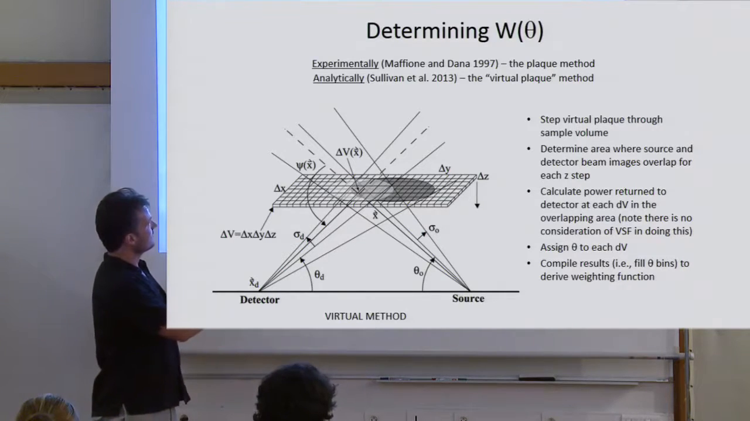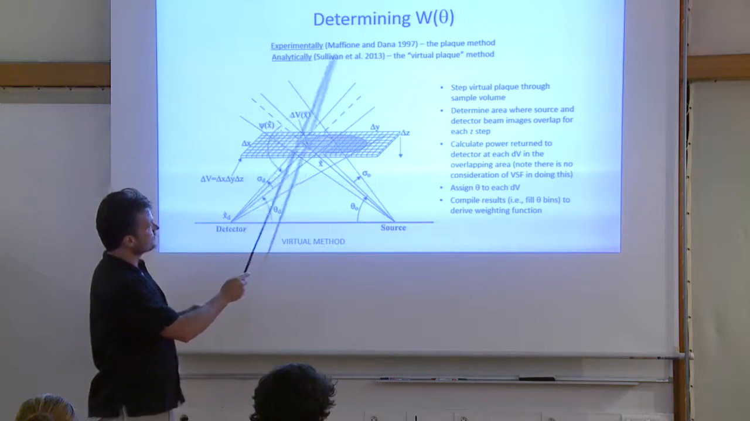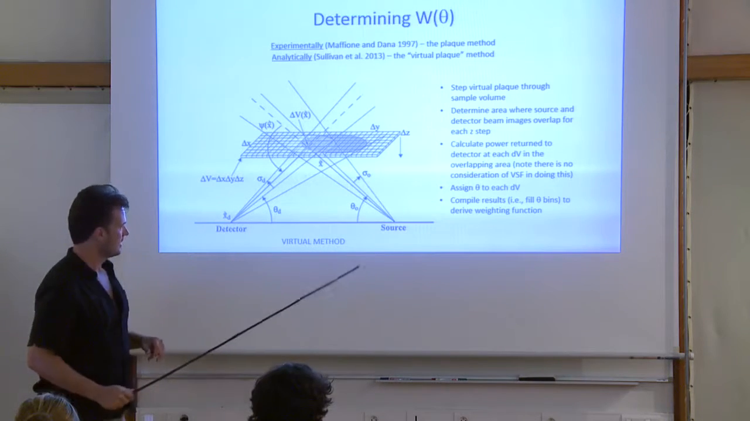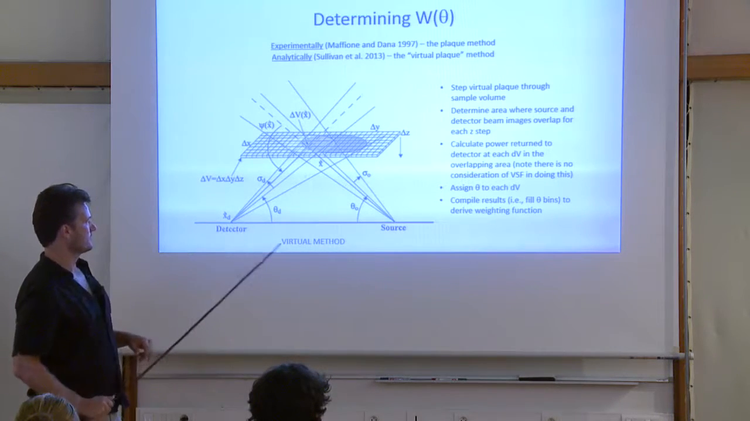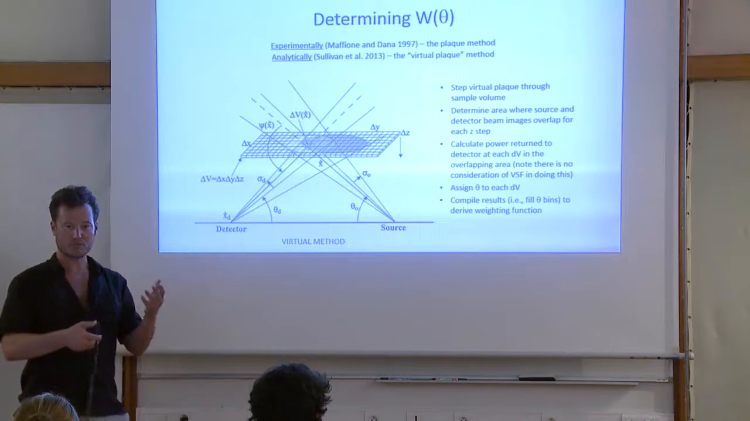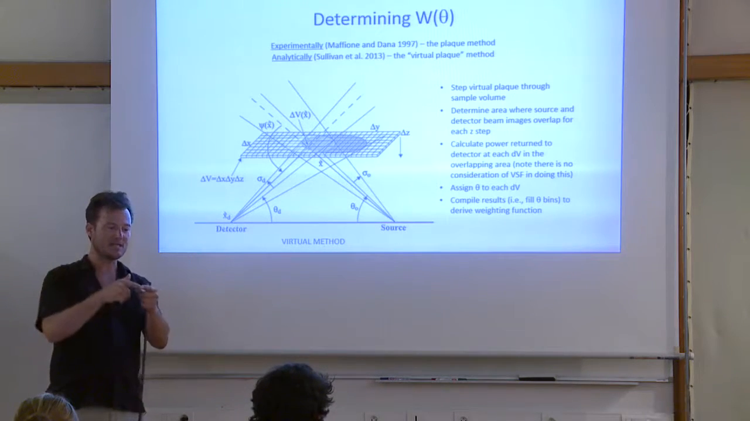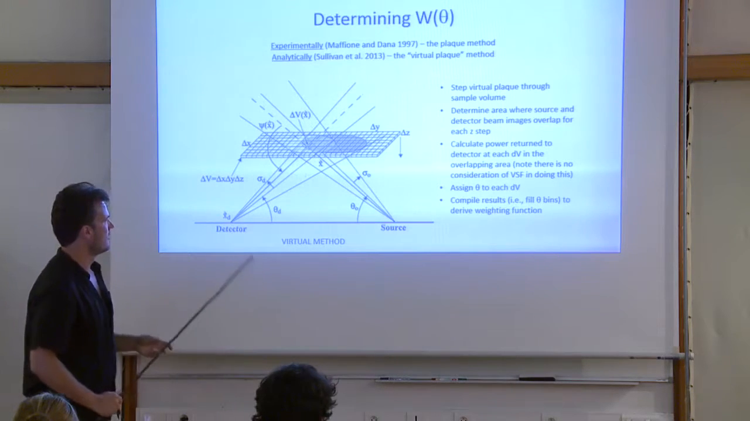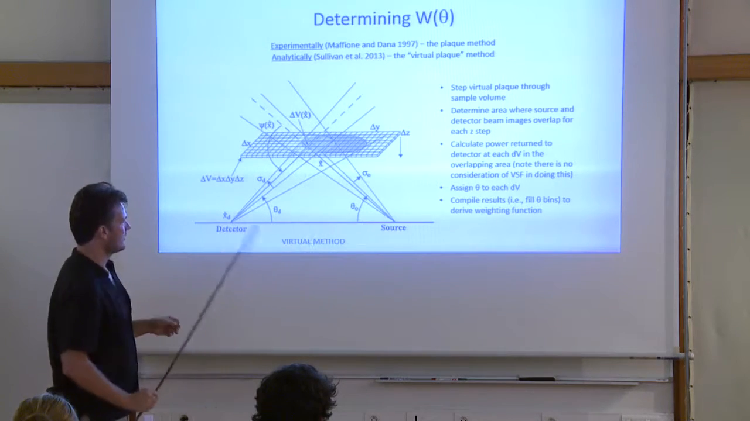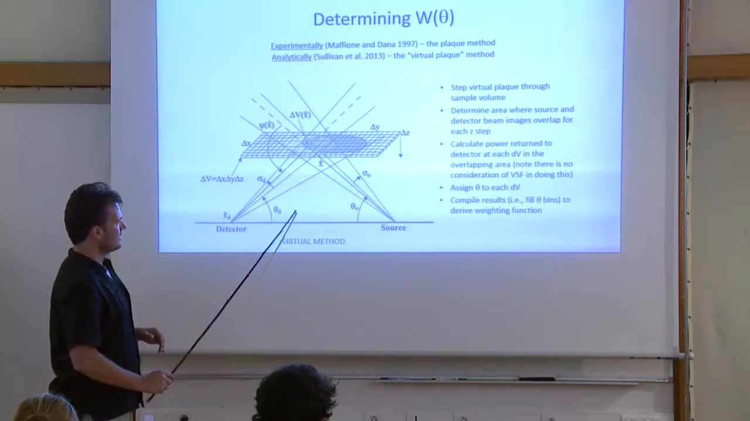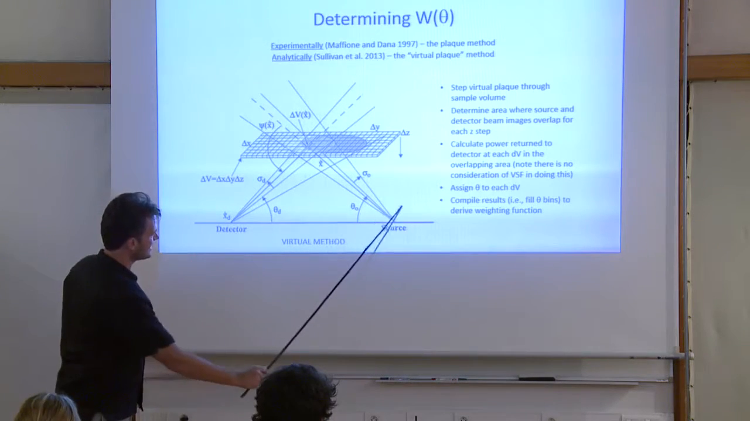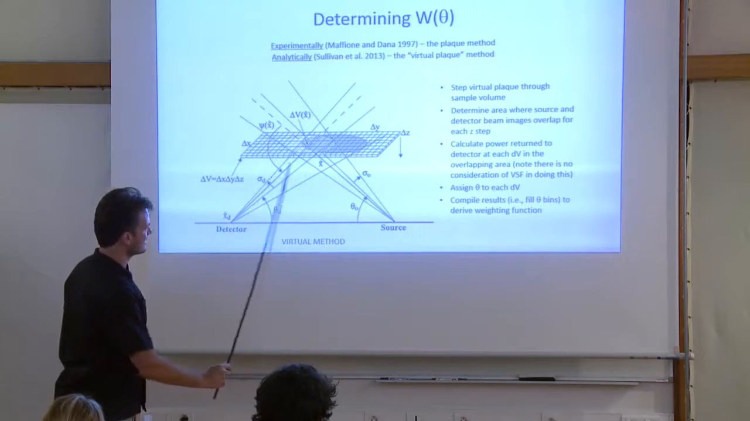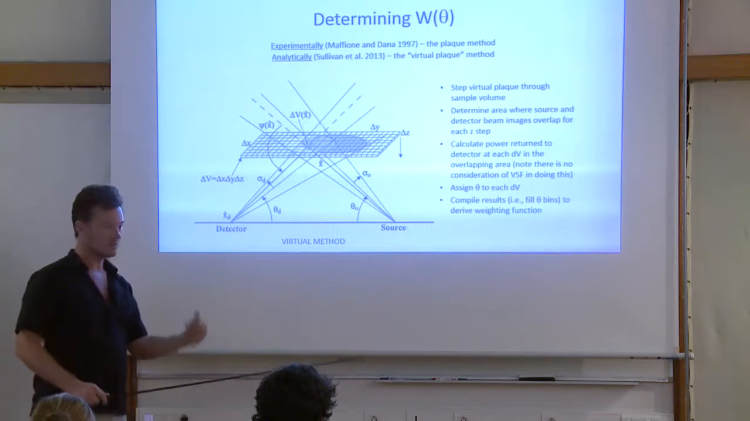First, Maffione and Dana, in 1997, did it experimentally with a plaque. So you have your source and detector, and they move this plaque. It's a Lambertian plaque, meaning that when light hits it, it's going to scatter that light isotropically, equally in all directions. And they move that plaque away from the sensor face. And so here you would not record any data because you're not in the sample volume. When you get into the sample volume, then you're going to start to record a signal.